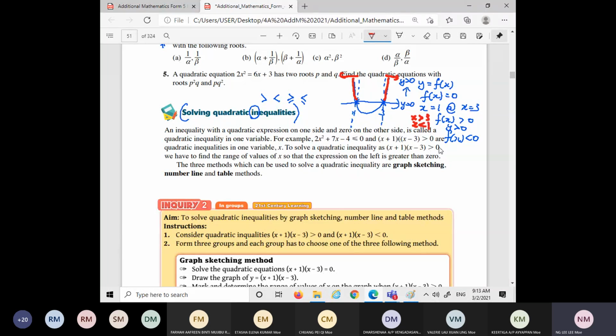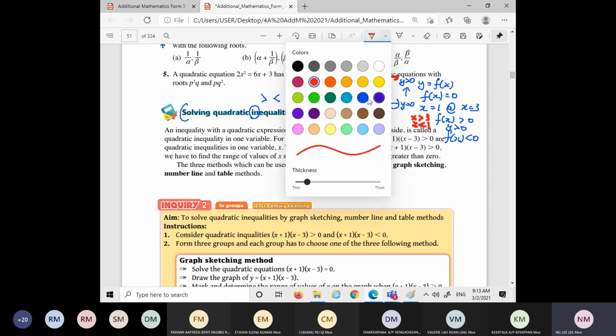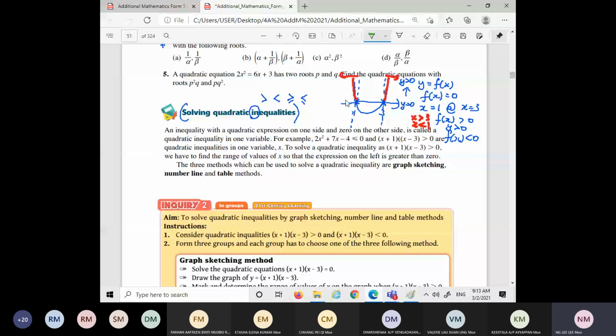How about this? If your f(x) is smaller than 0, it means your y is smaller than 0. I use another color. This is y equals 0. Y smaller than 0 means below this line. So where is the graph? Here. So the x values you will take are these, so the answer will be in between 1 and 3.